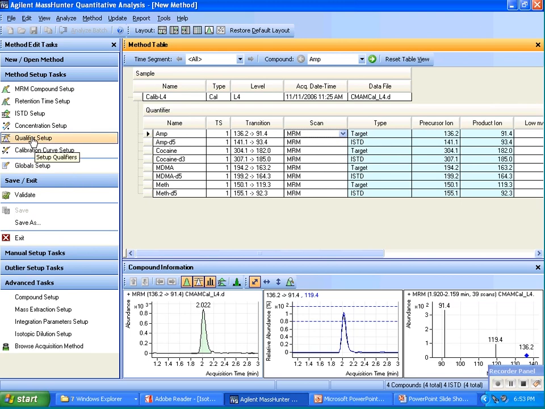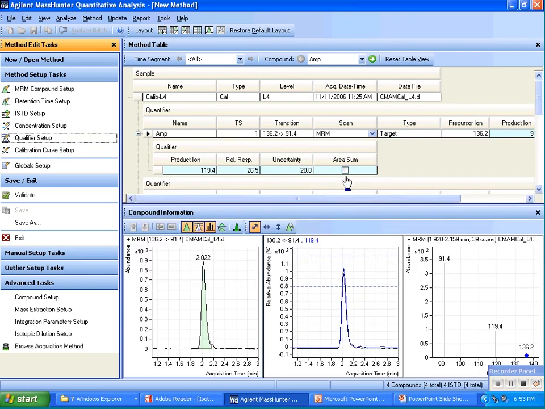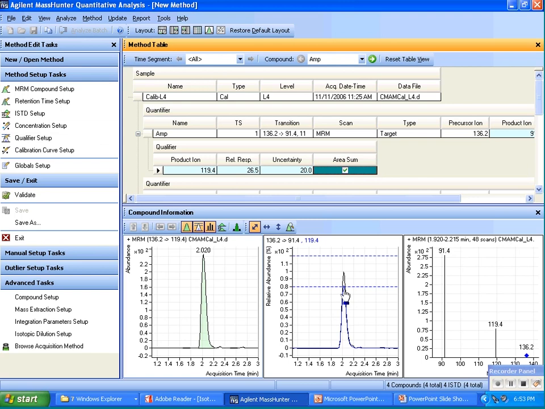One is that in the qualifier setup, you do have the capability of area summing. So this means that you can take not only the target signal, but you can also sum the qualifier signal with it. And you'll notice a slight change here in the qualifier ratio. That may be useful if you're trying hard to get a stronger signal.